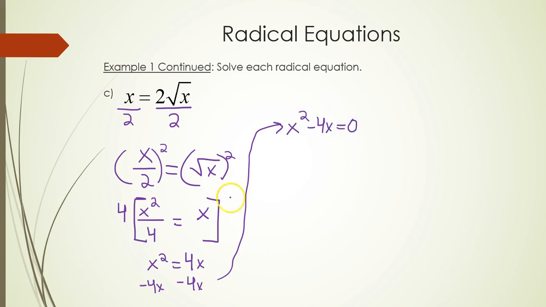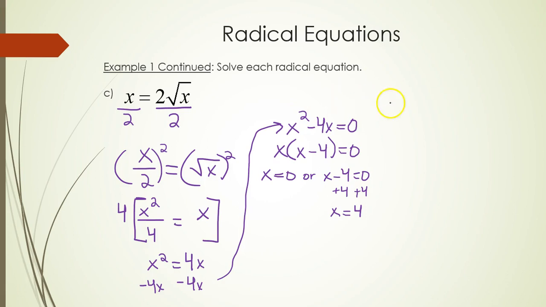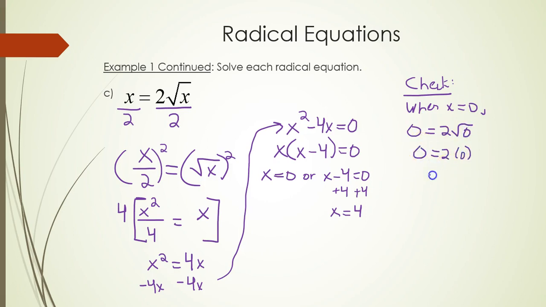Quadratic equation, it's set equal to 0. Let's solve by factoring. Let's factor out the x. So either x equals 0 or x minus 4 equals 0. So either x equals 0 or x equals 4. Let's check. Let's see what happens when x equals 0. Does 0 equal 2 times the square root of 0? Does 0 equal 2 times 0? And that is true. So 0 works.